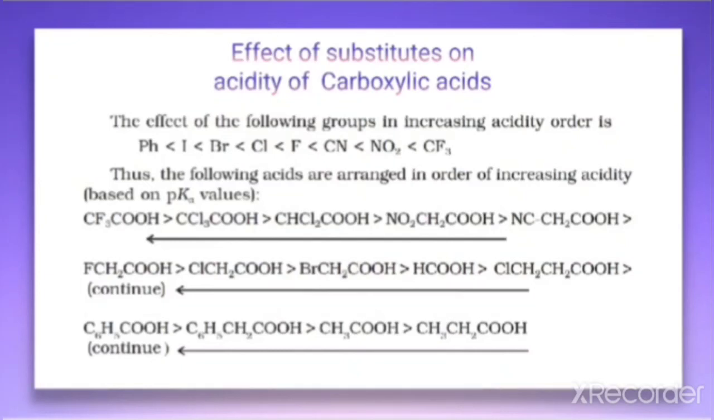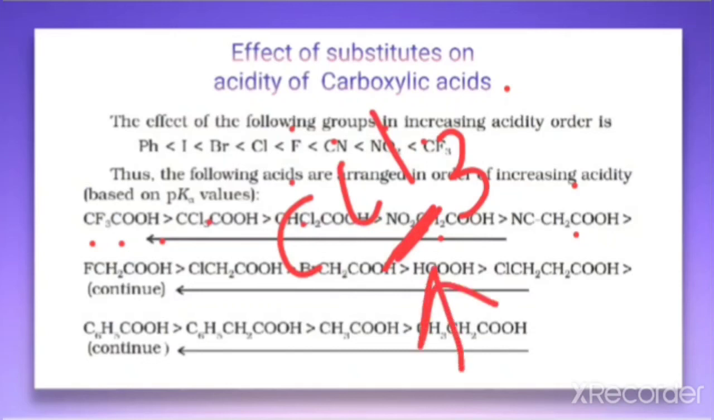The effect of substituents on the carboxylic acid can also be explained here. That is the effect of the following groups in this increasing order. That means CF3 greatest, then nitro, CN. Depending upon these groups, some examples are given. That is the following acids arranged in increasing order of acidity, as shown here. We can see that the CF3 group, when attached to carboxylic acid, gives the highest acidic character, then CCl3, then CHCl2, then nitro group, and so on. Because when you look at CCl3, that means three chloro groups, which are electron withdrawing groups, so the acidic character increases.